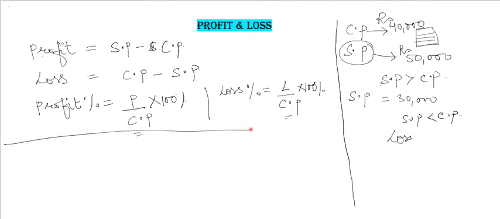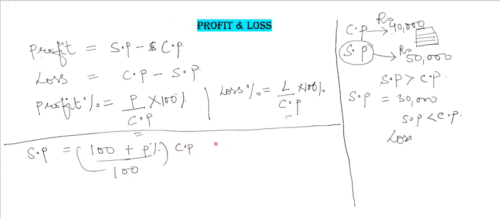Another thing, if you need to find out the selling price and the profit percent or loss percent are individually given to you, then SP will be 100 plus profit percent upon 100 into CP. And if loss percent is given to you, then SP will be equal to 100 minus loss percent upon 100 into CP.